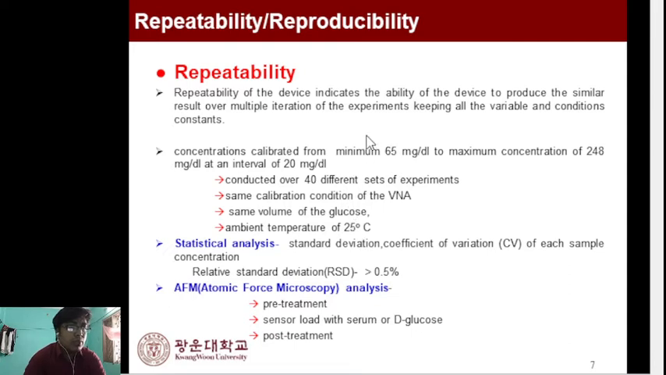Repeatability is one of the parameters of a good glucose sensor. It is based on the repeatability of making a sensor with the same condition, the same measurement, and the same environment, and it will work with the same performance before and after the test.